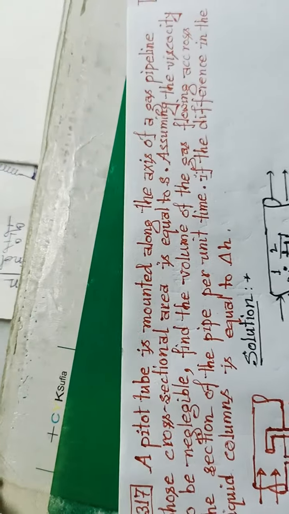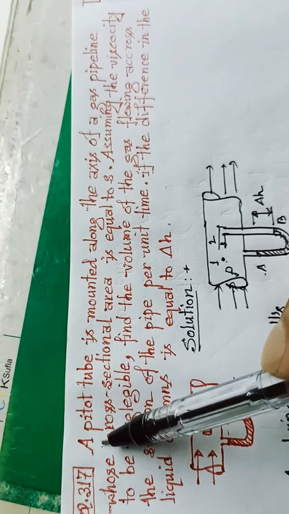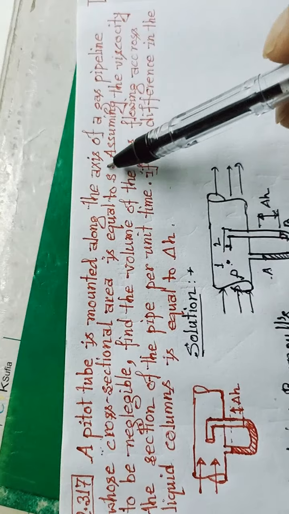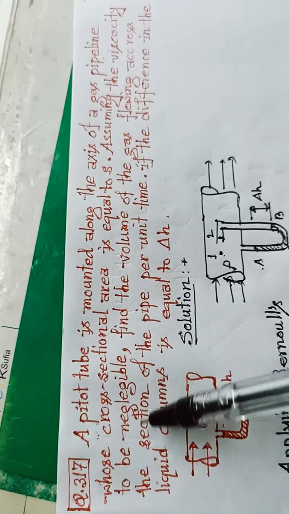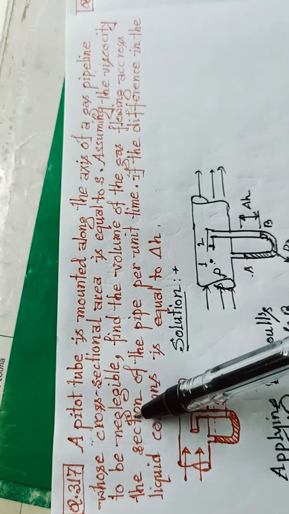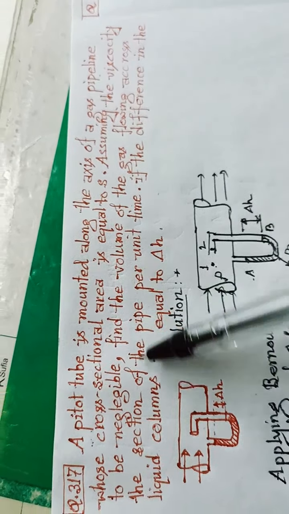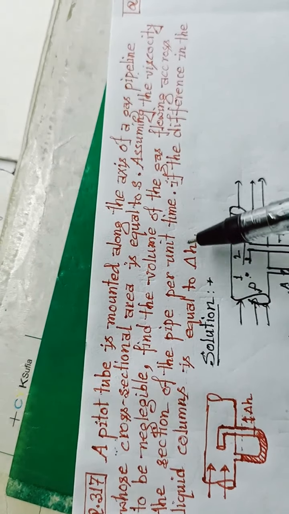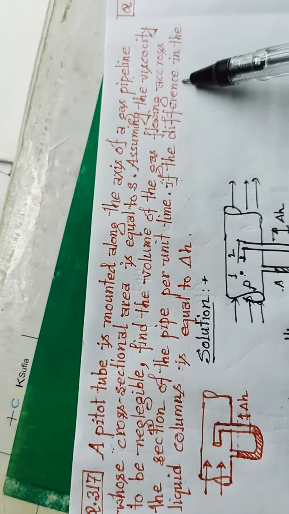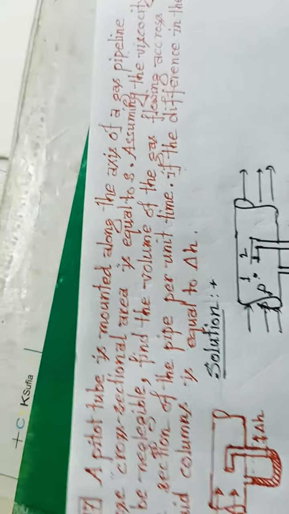Now we are going to solve question number 317 from Irodov. In this question, it is given that a pitot tube is mounted along the axis of a gas pipeline whose cross-sectional area is equal to S. Assuming the viscosity is negligible, find the volume of the gas flowing across the section of the pipe per unit time if the difference in the liquid column is equal to del H. So this is our corresponding figure.